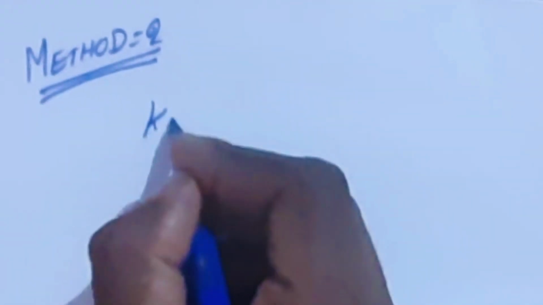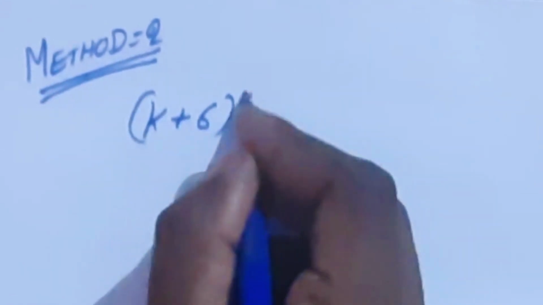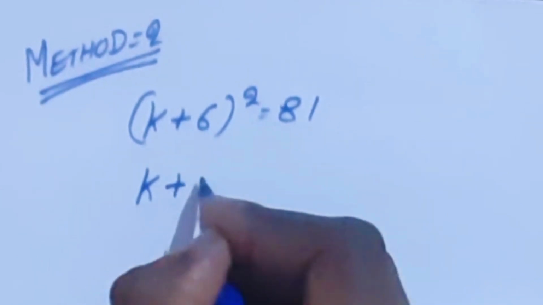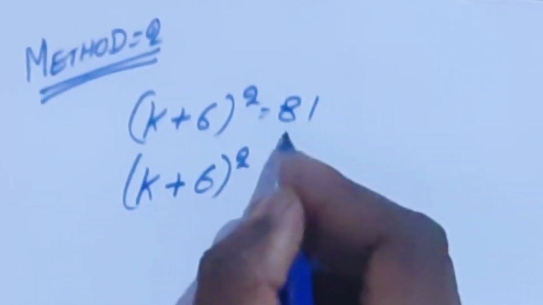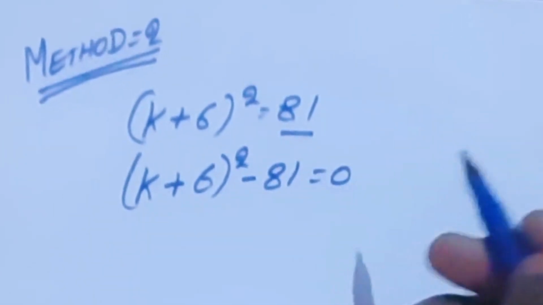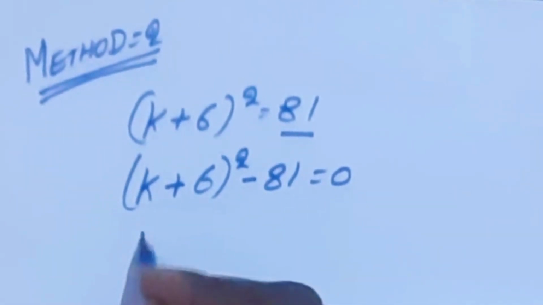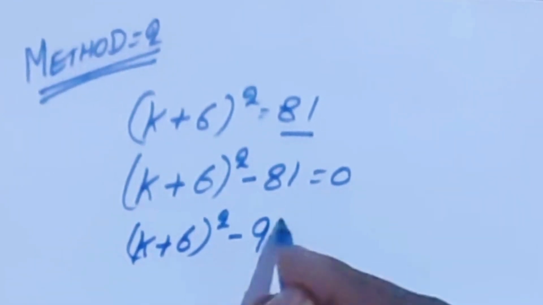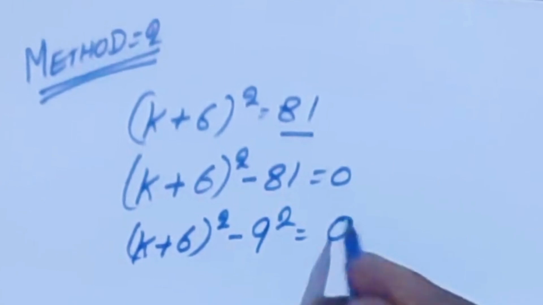Now we are going to do this in another method, method 2. Here (k + 6)^2 = 81. Now in this method, moving this 81 to the left-hand side, so negative 81 equals 0. Here this 81 can be written as (k + 6)^2 - 9^2 = 0.